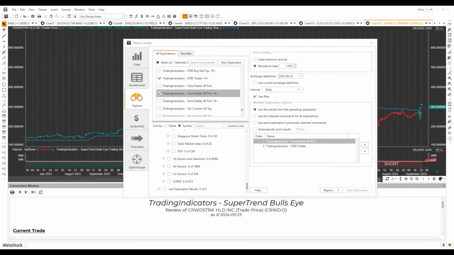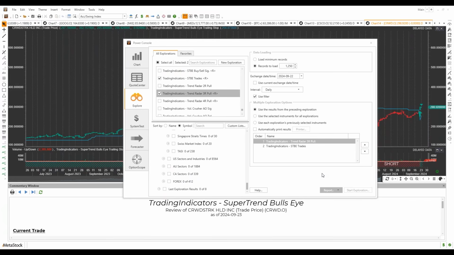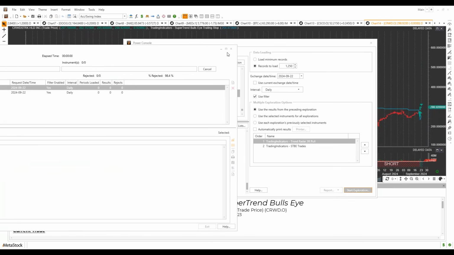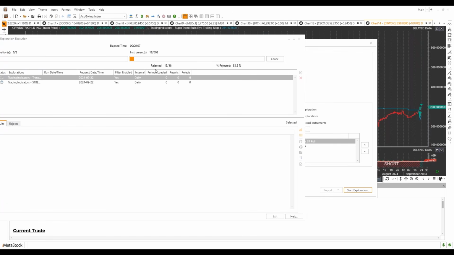So let's do this. I'm going to close down my exploration window here so I can restart a new exploration. Okay, this is done. And this should be possible now. I'm going to start exploration. And you can see by doing it this way, that you will further speed up how fast this scan is running, because the Trend Radar scan is much faster. So by first scanning for symbols with pullbacks, we eliminate most of our symbols right off the bat, and then we just use SuperTrend Bull Eye on the results of that first scan. So you can see here, this is already running much faster. So it should only take a couple of seconds to complete.